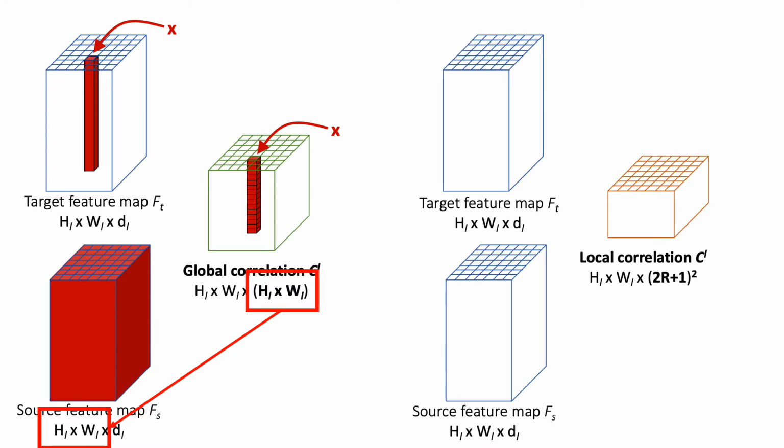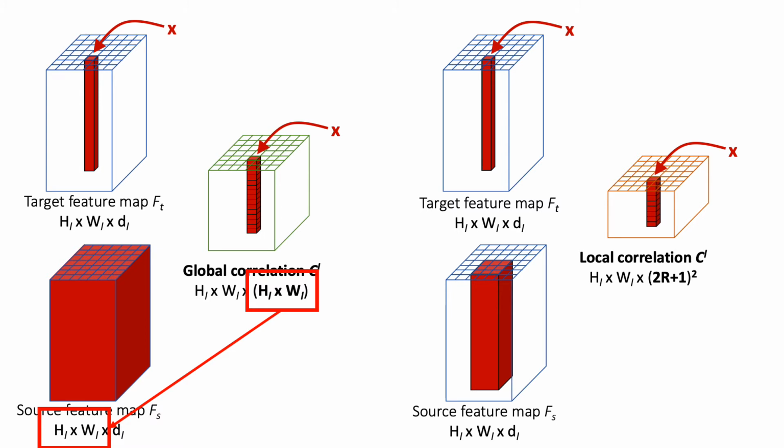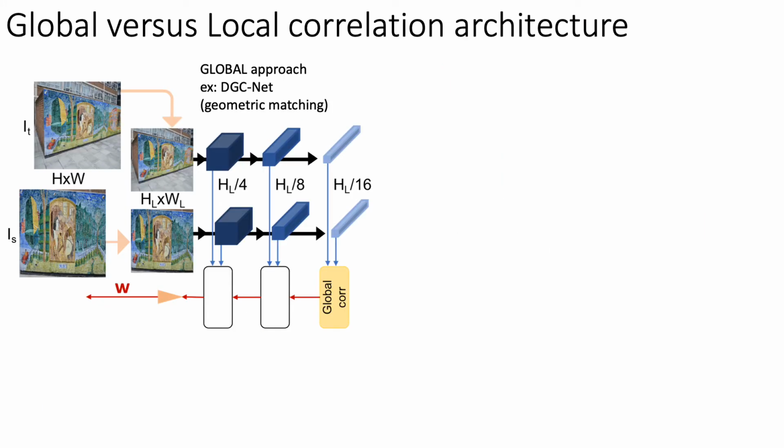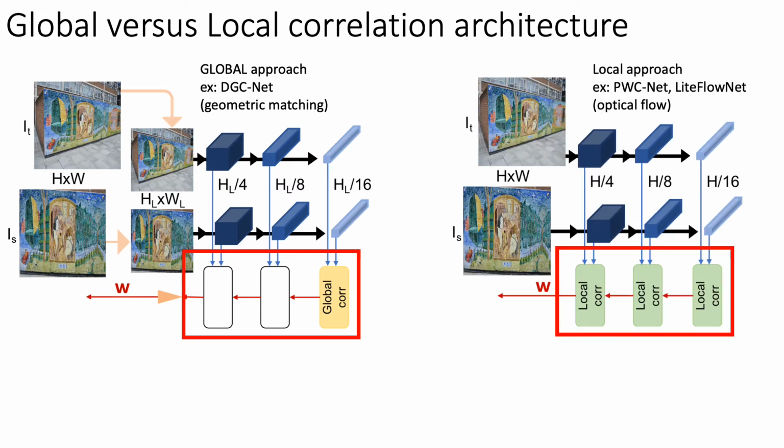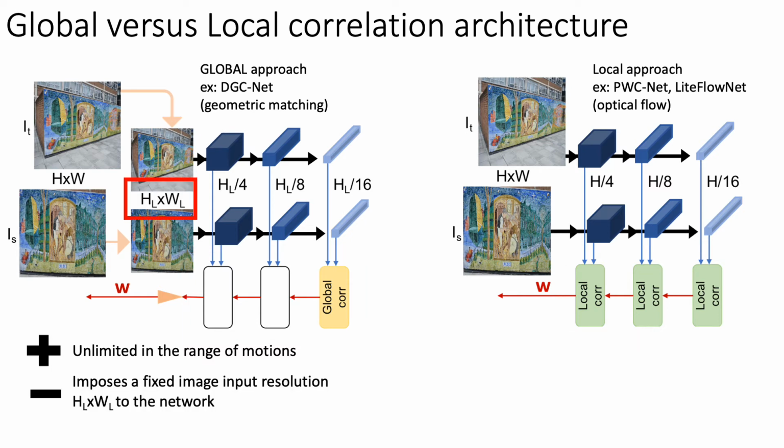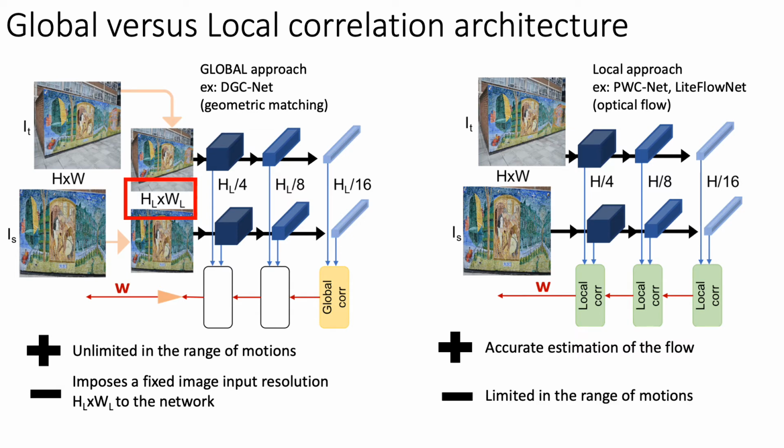For a local correlation, each target feature is only correlated to a small neighborhood around the target location. The scalar products are also concatenated in the channel dimension. Current architectures either have one global correlation like here or multiple local ones. The global approach on the left is limited in the range of motions that it can estimate. However, because of the dimensionality of the global correlation, the network input resolution is restricted to a fixed size HL×WL, which limits its accuracy. On the other hand, the local approach on the right enables a more accurate estimation of the flow, but this network is limited in the range of motion that it can estimate.